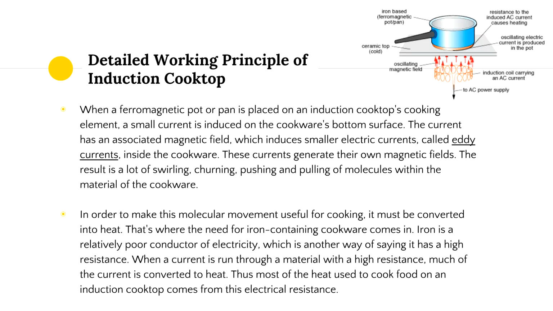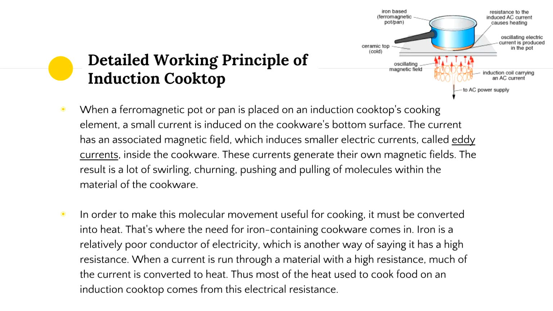But now we have just generated the current. How to convert that into heat? So here's the answer. When a ferromagnetic pot or pan is placed on an induction cooktop's cooking element, a small current is induced on the cookware's bottom surface. The current has an associated magnetic field, which induces small electric currents called eddy currents inside the cookware. These currents generate their own magnetic fields.